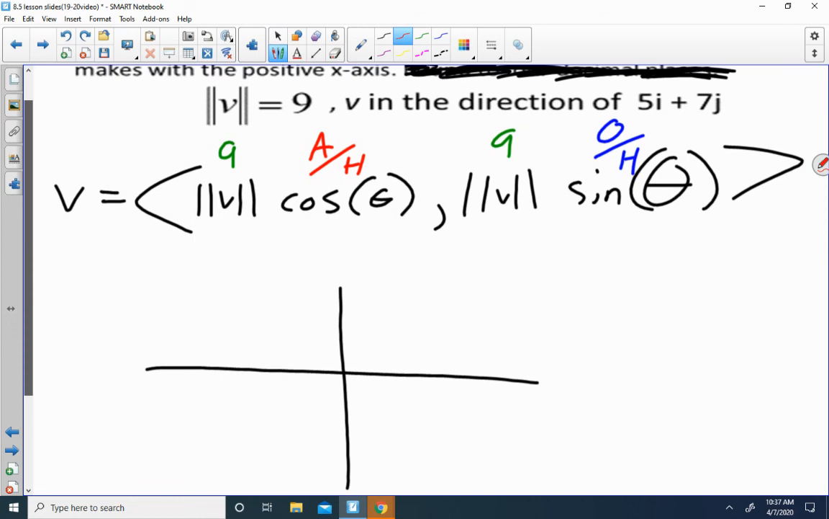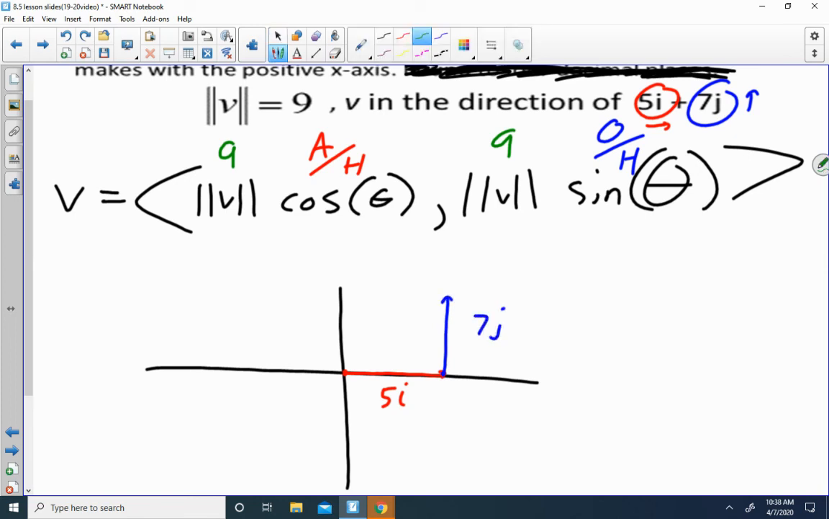And we're going to use 5i, 7j. So 5i, that tells me to move right. And we're going to move right 5 units. So 5i. And then the j tells you to go up or down. And the 7 is positive, which means we're going to go up 7. So 7j.